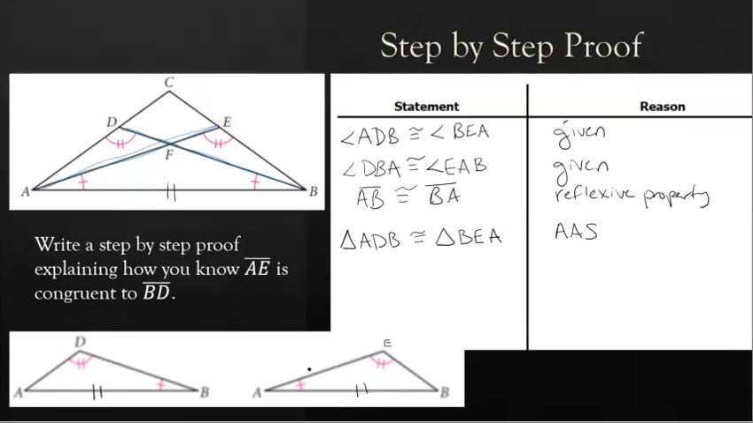So AE is this one over here. It's congruent to BD. And why is that? Well, we've already proved that these two triangles are congruent, so their corresponding parts are congruent. And AE is the corresponding part to BD. So we've proved the triangles are congruent by corresponding parts of congruent triangles are congruent. We can say that this AE and BD, the corresponding parts, are congruent.